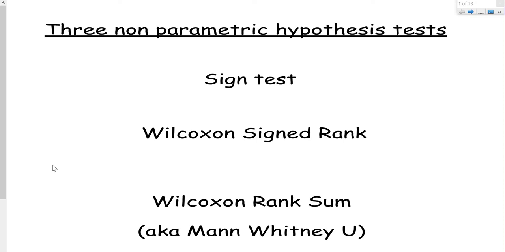Hello, today we're going to be looking at the three non-parametric hypothesis tests and looking at how to choose which one should be used when. So those three tests are the sign test, the Wilcoxon signed rank test, and the Wilcoxon rank sum, also known as the Mann-Whitney U. These are all non-parametric, so you might be asked to do a non-parametric hypothesis test, but it doesn't say which one to do. You need to be able to choose the right one and be able to justify why you've used that test.